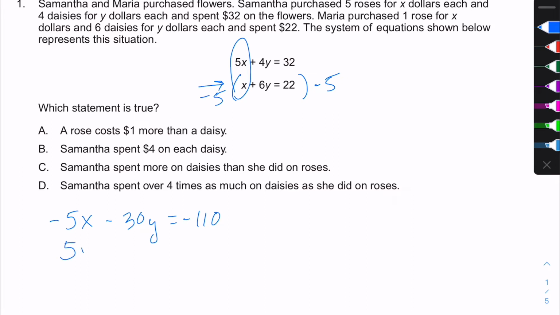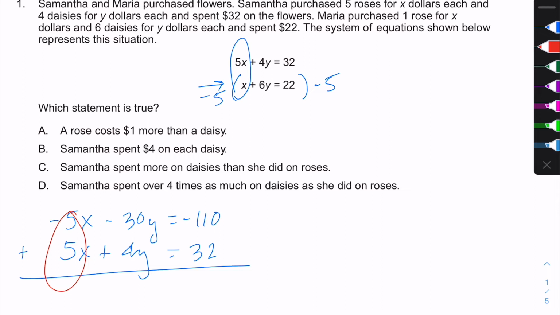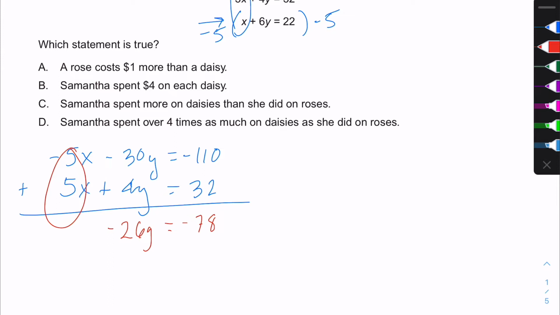I'm going to copy down the first equation, 5x plus 4y equals 32. Okay, now I'm ready to add them. The way we designed it made a 0 here from our x's. Terrific. Negative 30y plus 4y is going to be negative 26y equals, okay, so negative 78 is our constant on the other side. So now we're ready to divide both sides by negative 26, and we get y is equal to 3. All right, terrific. So we got our y value. We can go back and plug it in to find our x value.